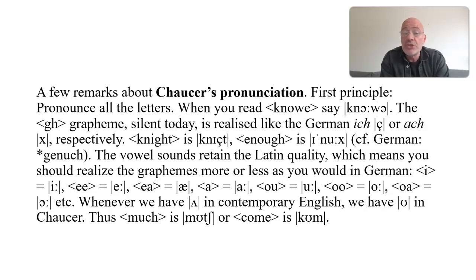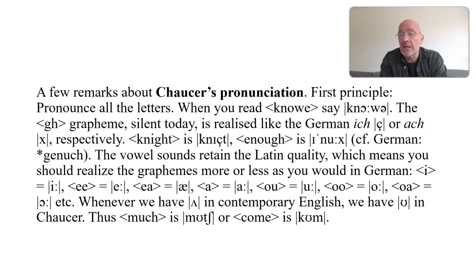The grapheme GH is silent today in English, but in Middle English, you have to pronounce it. It's the ich or ach in German. So night, the equestrian bloke, knicht, okay, knicht. Or enough, wow, that is terrible, is inuch.